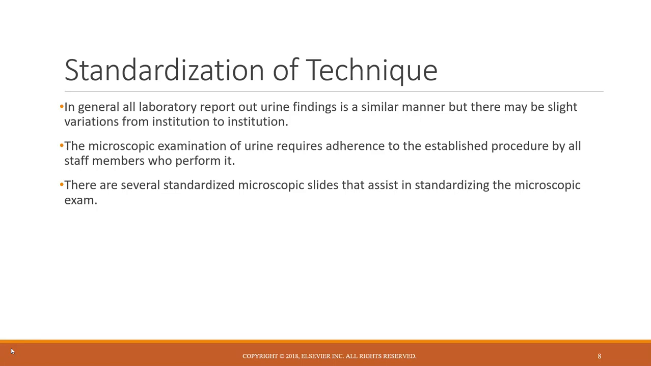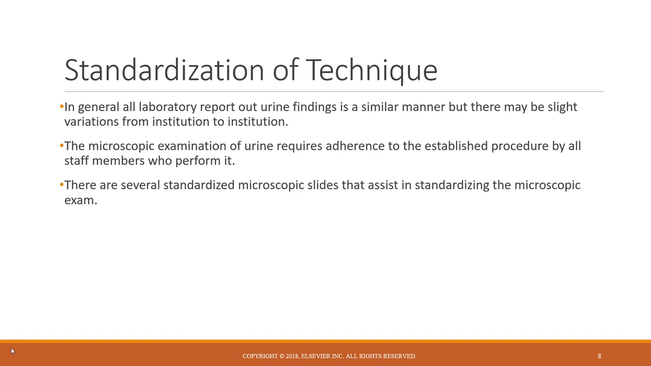Standardization of technique in your particular laboratory is crucial. In general, all laboratories report out urine findings in a very similar manner, but there may be slight variations from institution to institution. So let's say that you worked at Lab A for several years, then you got a new job at Lab B. You have to be trained on how they report out the elements that are seen in a microscopic examination of urine. It may be slightly different than what you were used to.